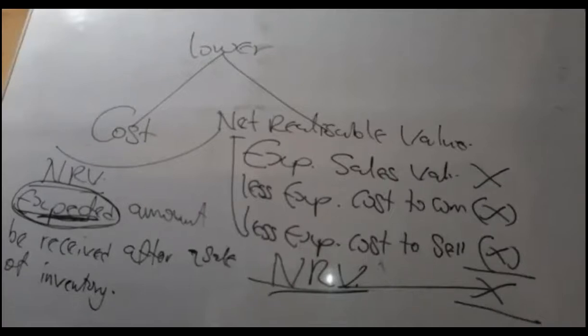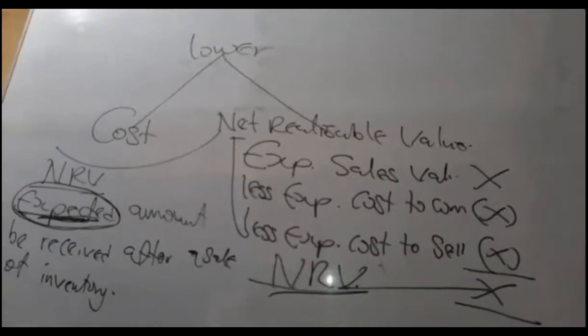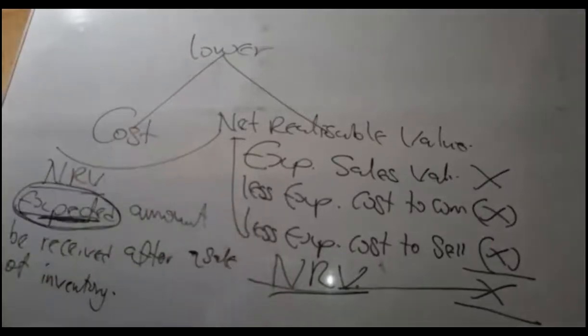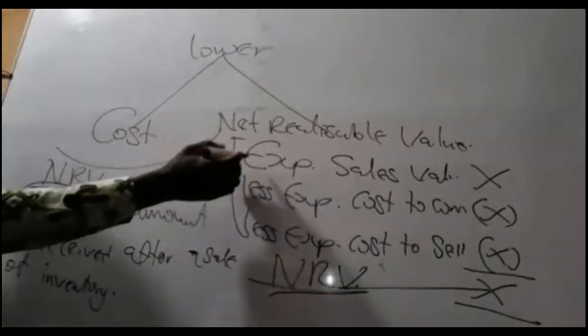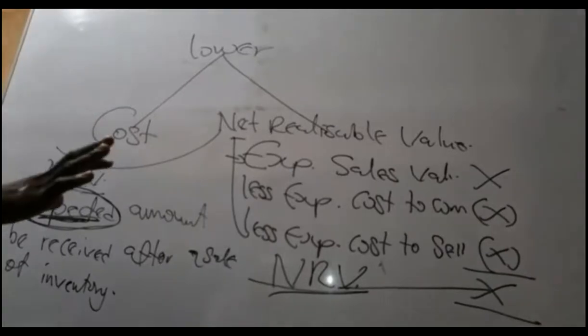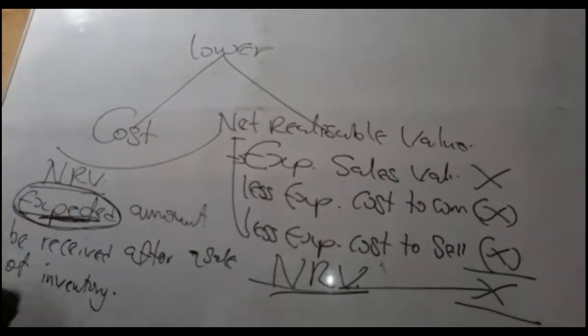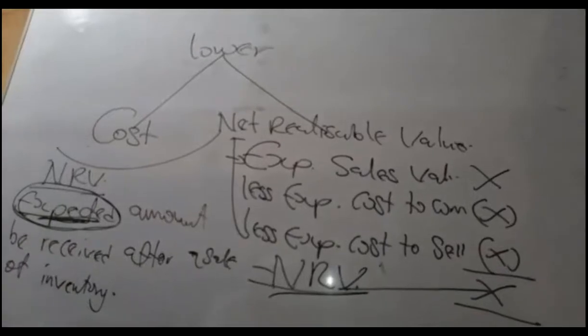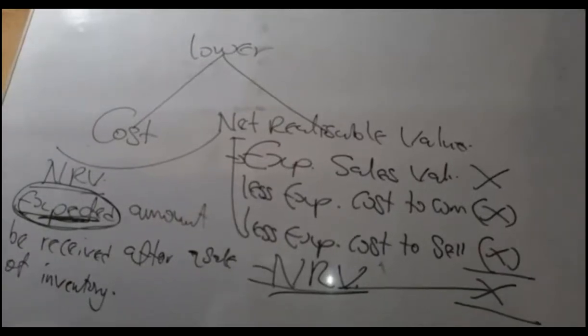Let me take it again. In exams, they have to give us any of these four items. They can give you the expected selling price, then the expected cost to complete. That's all, you can still get the NRV. Or they have to give us the NRV straightforward. If you don't see any of these four there, that is not the NRV. Good. So that is it.